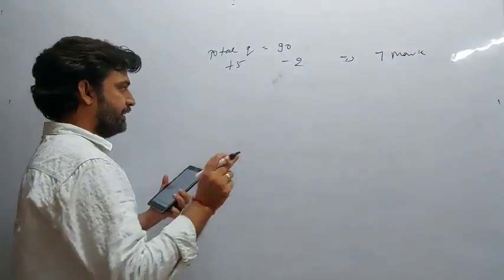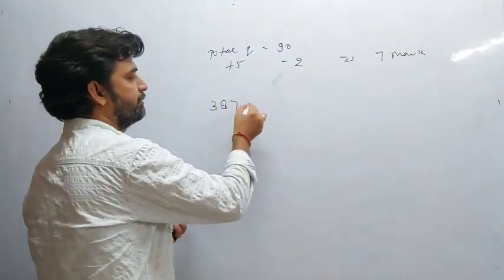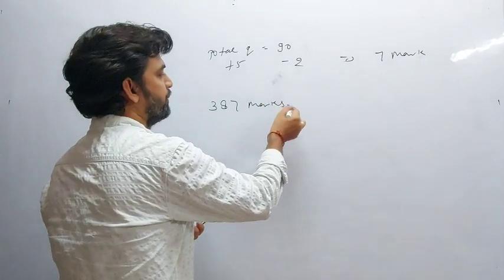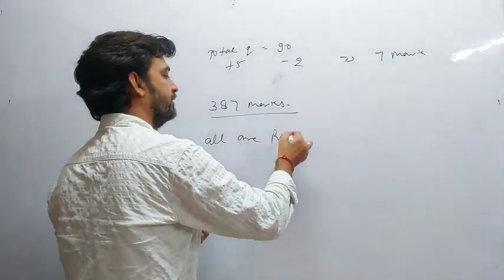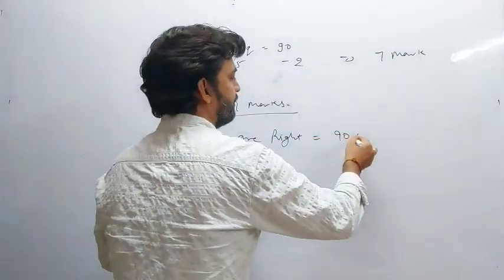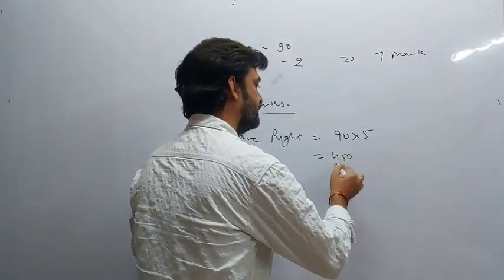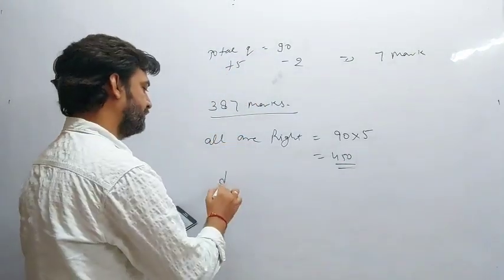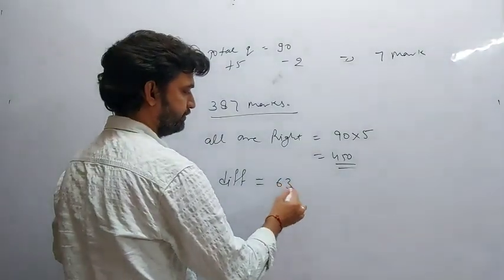Out of that, after completing the questions, he is getting 387 marks. So we assume that all are right. If all are right, he should have got 90 into 5, which means 450 marks. But he is getting 387. The difference is what? 450 minus 387, the difference is 63.